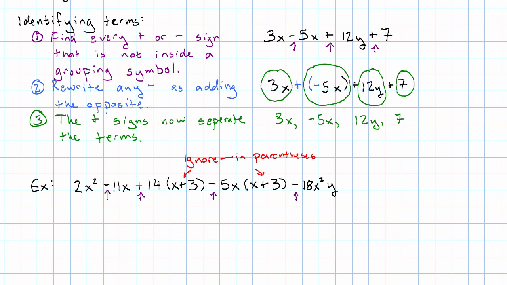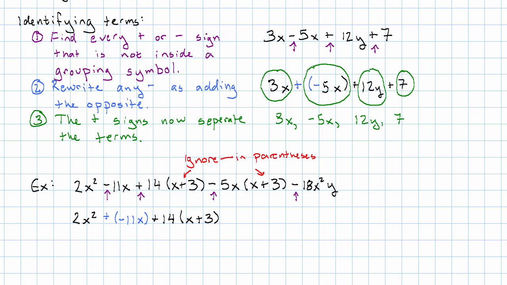So now I have a rewrite step. Everywhere I have subtraction, I'm going to write it as adding the opposite. So 2x squared I leave alone. Instead of minus, I'm going to have plus negative 11x. This big complicated term, 14 times x plus 3 in parentheses, I'm going to leave that alone.